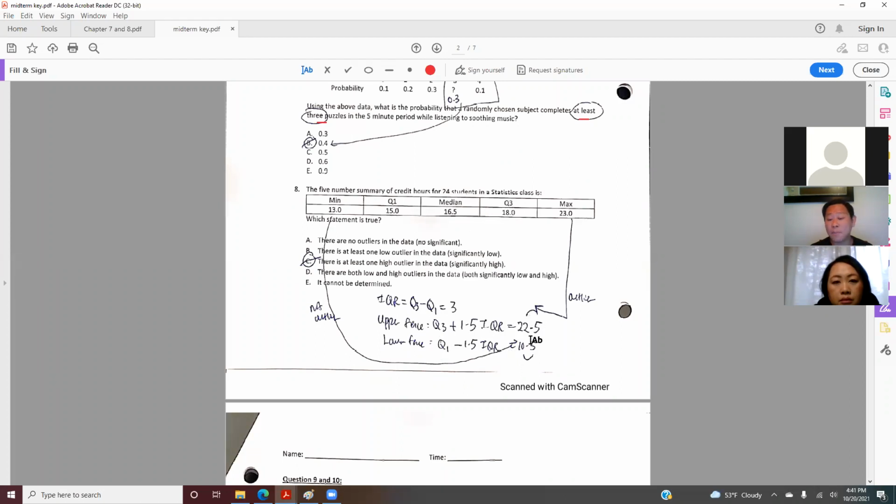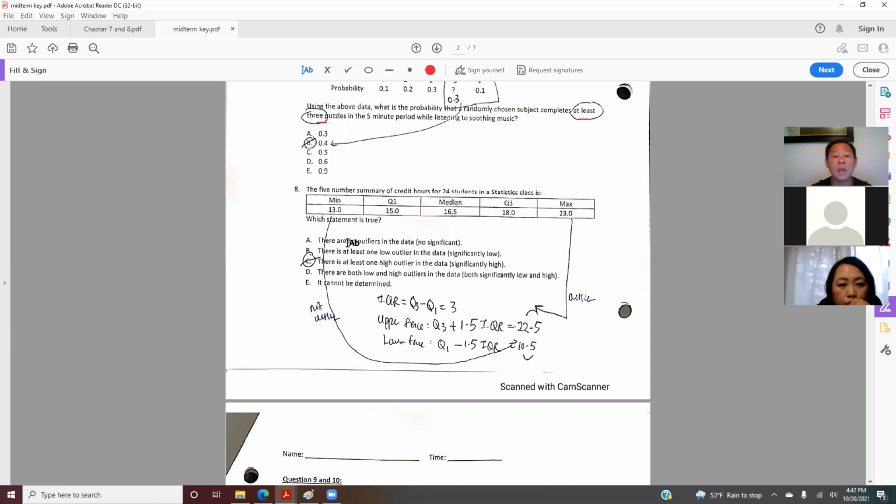So any number, if you look at your minimum, maximum, any number falls between this, no outliers. Any number falls outside this fence is an outlier. And you find out that this 23 is actually above this range. So this 23 is an outlier. 13 falls inside this range. So 13 is not an outlier.